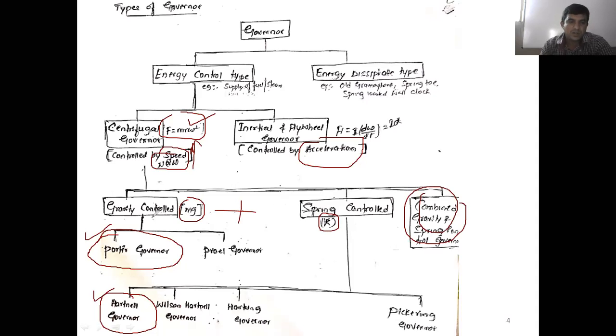Again, gravity controlled is further classified based on the scientists who invented the type of governor. That is the Porter governor, and another one is Proell. Again, if you go for a spring controlled governor, it may be a Hartnell, Wilson Hartnell, Hartung and Pickering governor. For your syllabus, you have these two: one is Porter, another one is Hartnell. Okay.